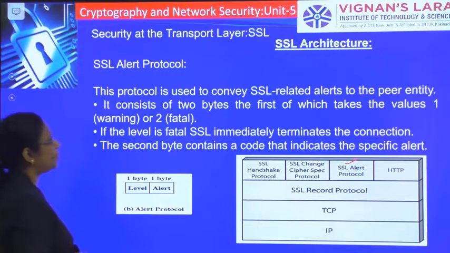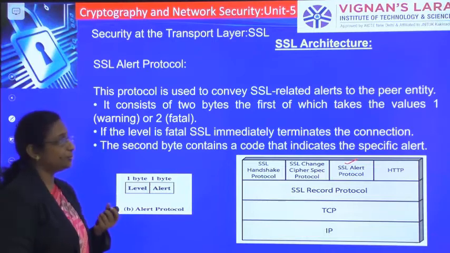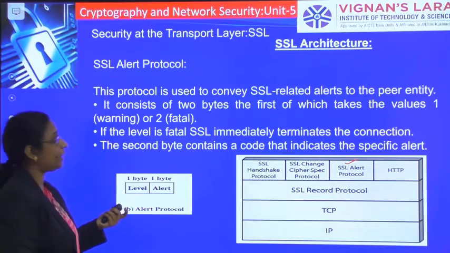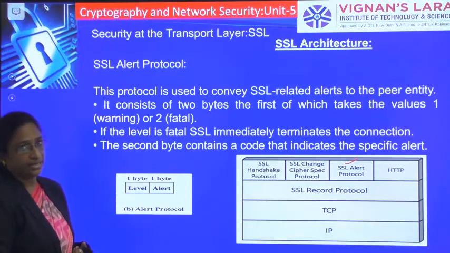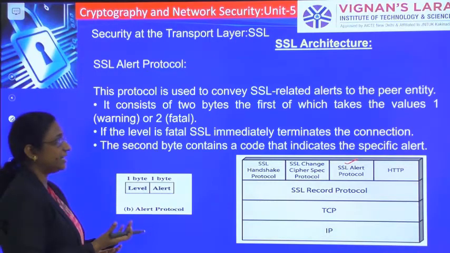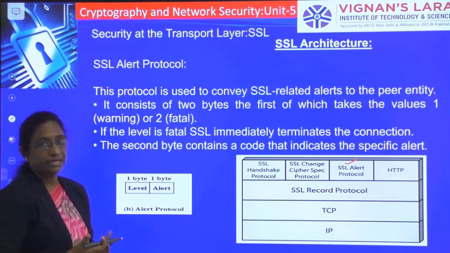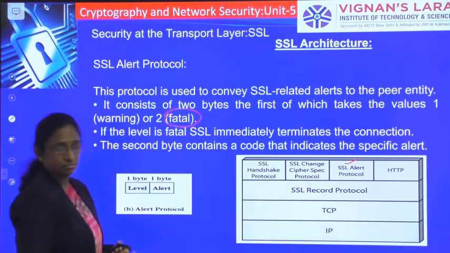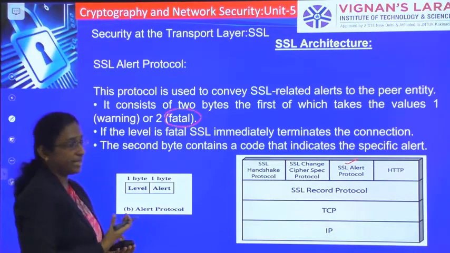Here, this protocol is used to convey SSL-related alerts to the peer entity. To send alerts to the entity, we have this protocol. It consists of 2 bytes, the first of which takes the value 1 for warning or 2 for fatal. The alerts sent to the entity are of 2 types: warning, which is simply a warning, and fatal, which means serious. Fatal means that it is somewhat dangerous. If the alert is fatal, then that entity has to take care of that alert.